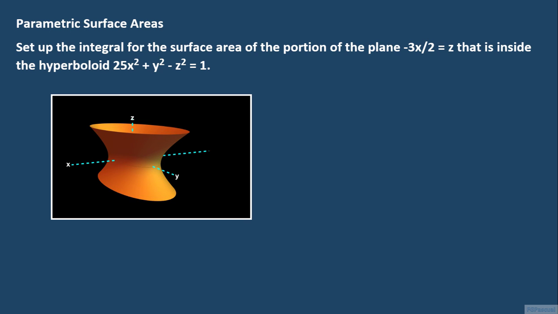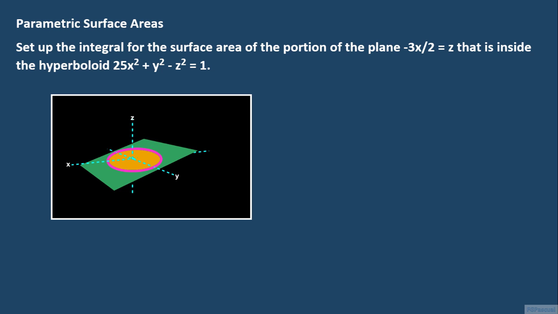The surface whose area we are after is a portion of the plane -3x/2 = z. It is the portion of the plane that is inside the hyperboloid, and so it is bounded by the intersection curve between the hyperboloid and the plane. We remove the hyperboloid from the image to get a better view of the surface.